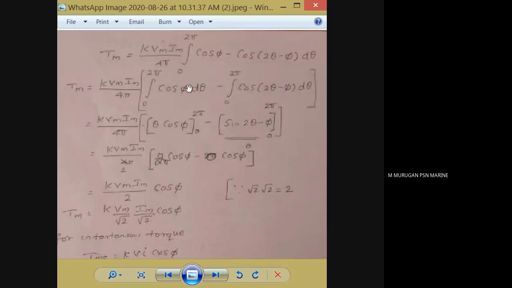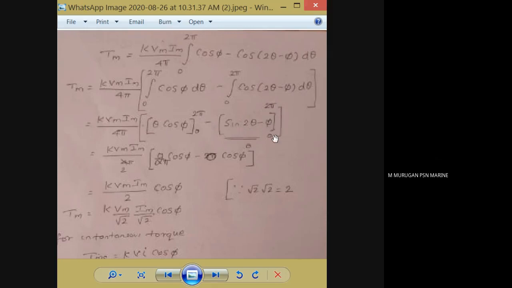Here there is no theta part because I take this cos pi as a constant value. So a constant value means we can take it outside. So for d theta, I can write simply theta here. So cos pi times theta from 0 to 2 pi minus, here also for cos, this is the single theta value. So for cos theta d theta, integration of cos theta d theta gives the sin theta value.